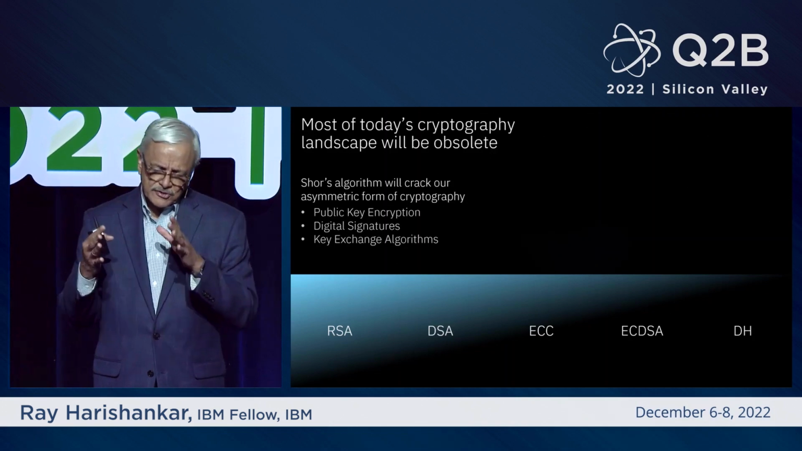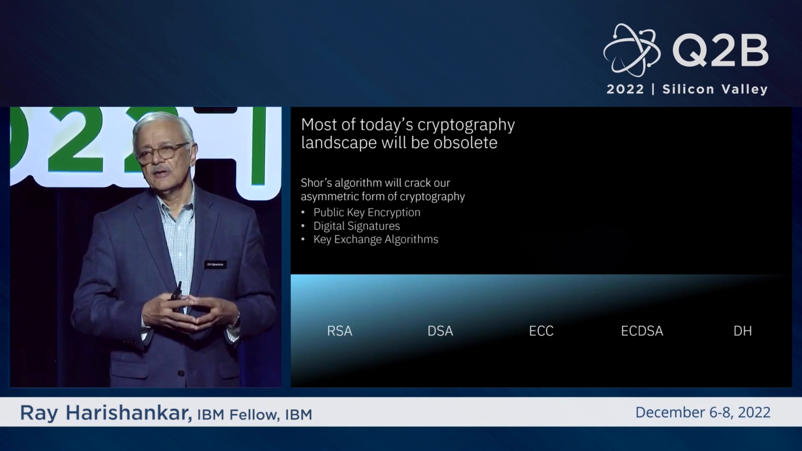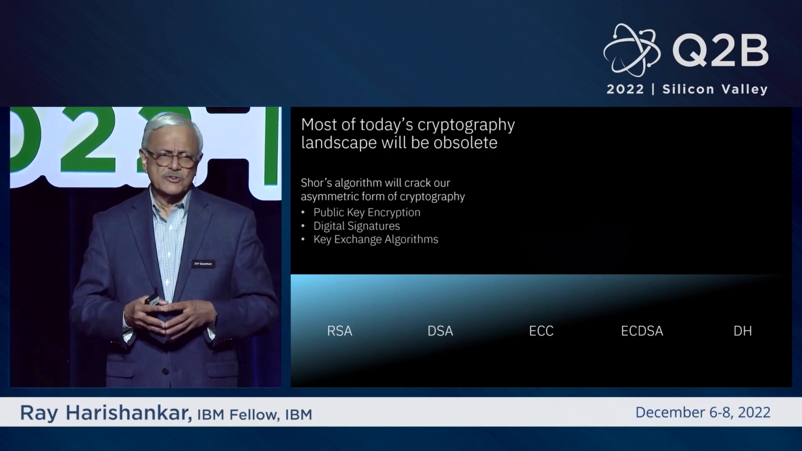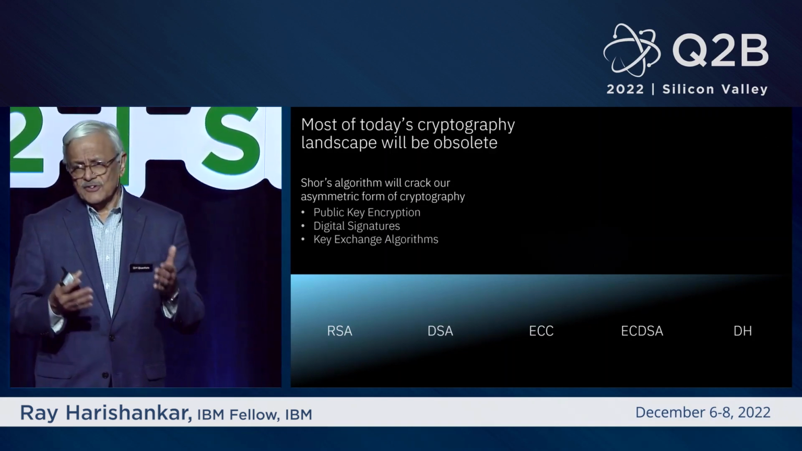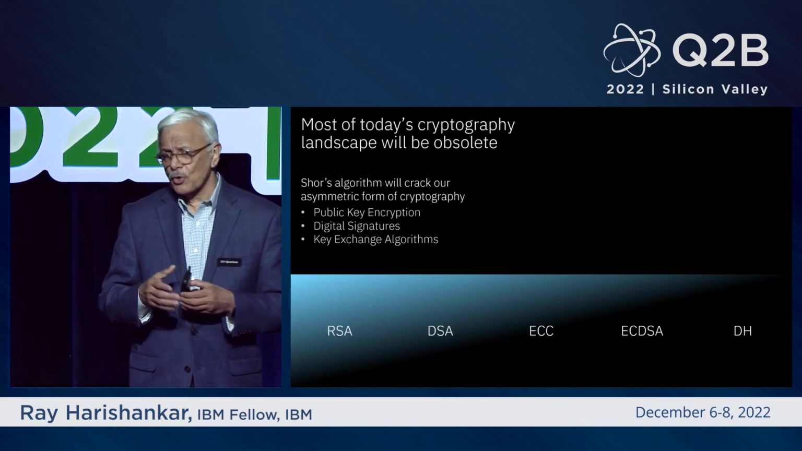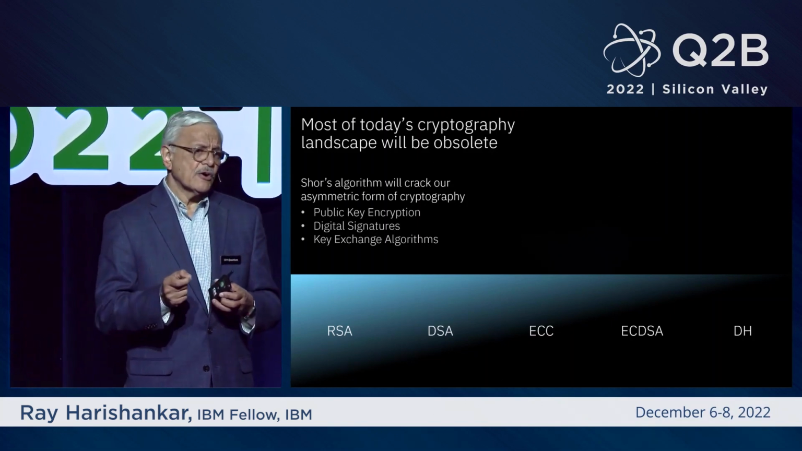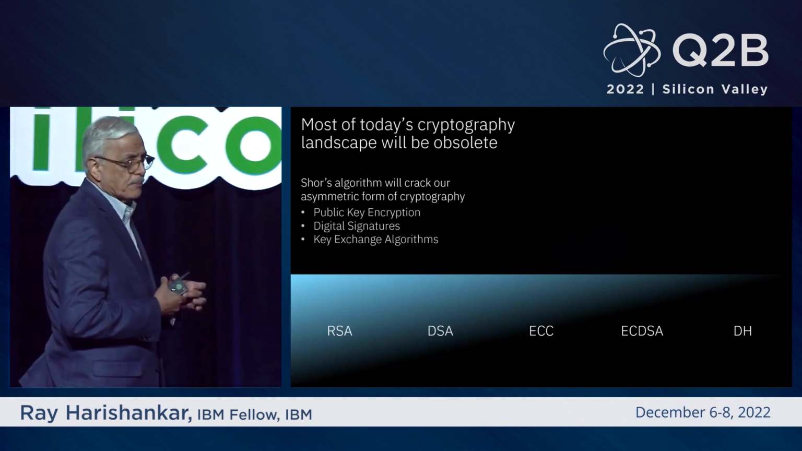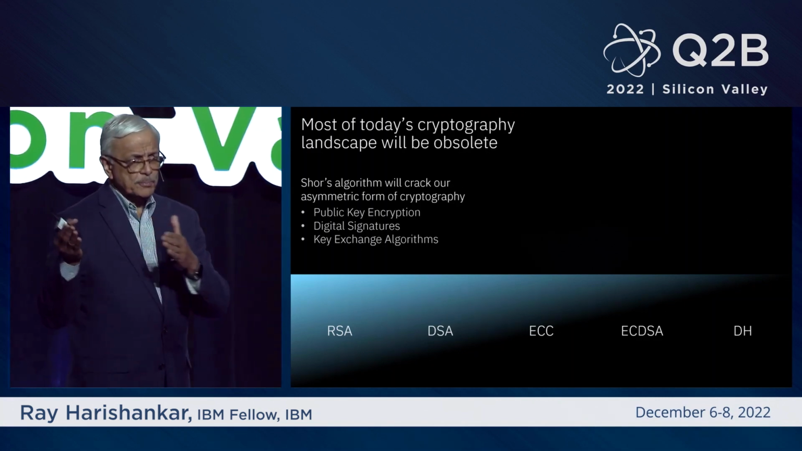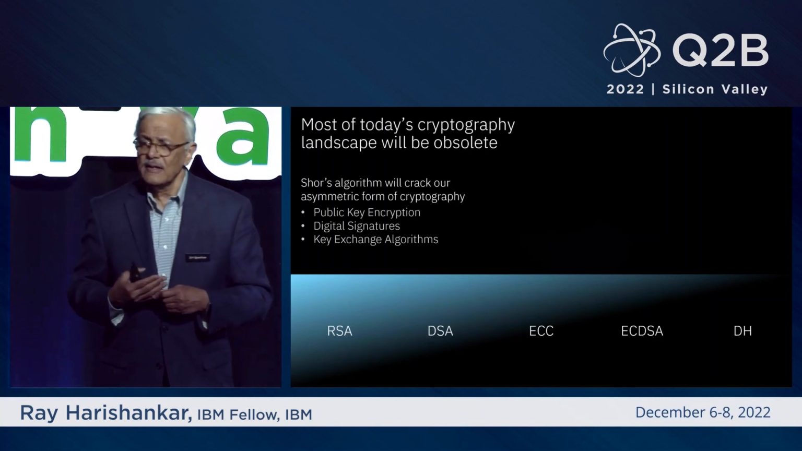Now, obviously, I shouldn't say all, most of the cryptography that you use is out the window, which begs the question, what is left? What is left is symmetric cryptography, which actually is affected by Grover's algorithm, but it's only offering quadratic speedup, whereas with Shor's algorithm, you are getting an exponential to polynomial shift, right?